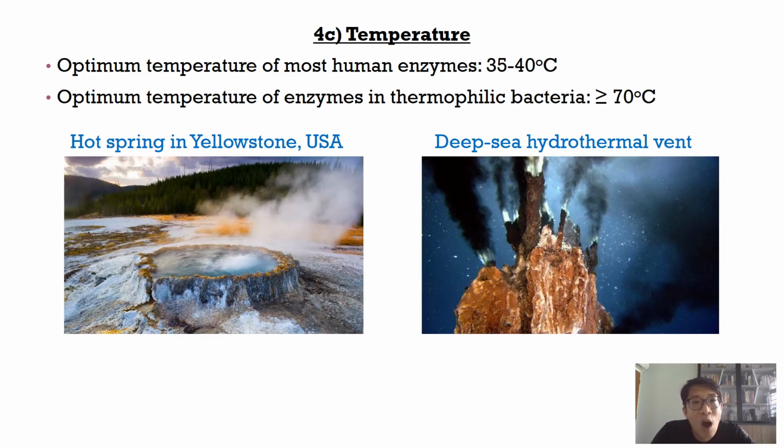For the optimum temperature, for most human enzymes, it is near the body temperature, but there are enzymes found in certain bacteria which are heat resistant, and they do have a very high optimum temperature. Some of these bacteria are found in places like hot springs or deep sea hydrothermal vents near volcanoes, and so on.